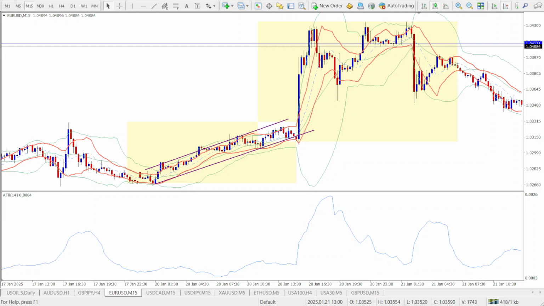All right, and that is how you can trade the volatility expansion strategy, by understanding market volatility and using tools like Bollinger Bands, ATR, and Keltner Channels. You can position yourself to take advantage of significant price movement.